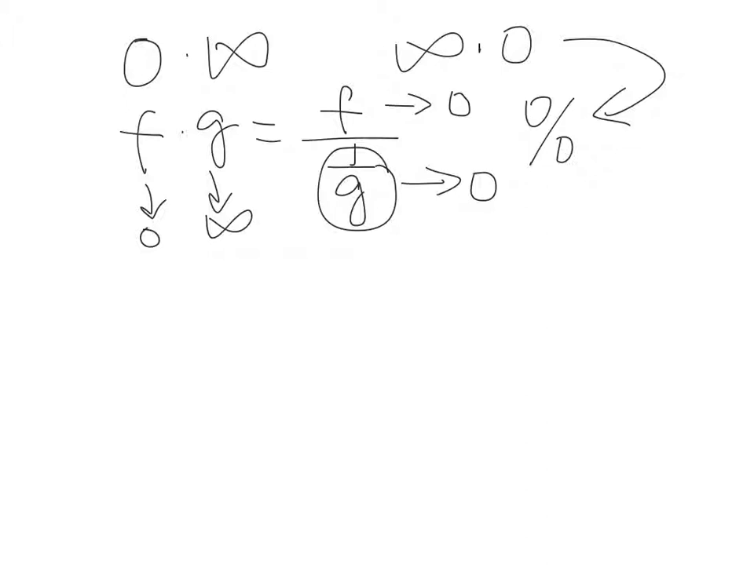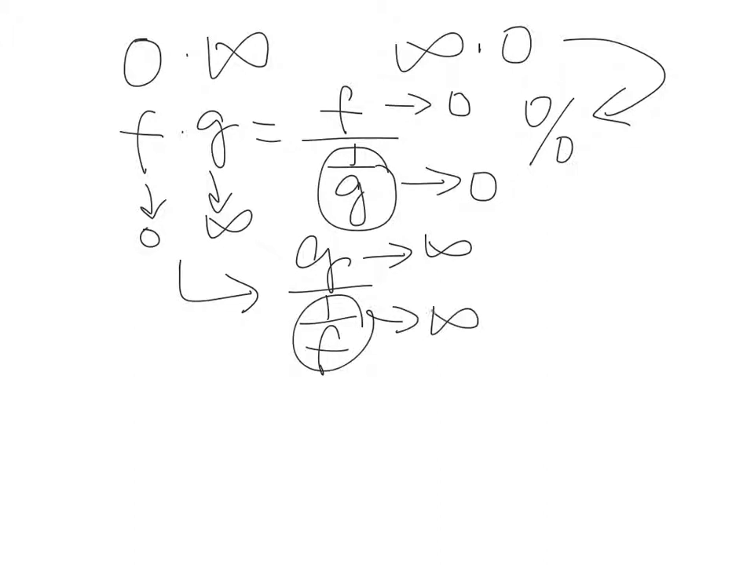If I flip f function, I can write it as g over 1 over f. Then this reads as infinite over infinite. So this also can be rewritten from 0 times infinite to infinite over infinite. So this is one of them.